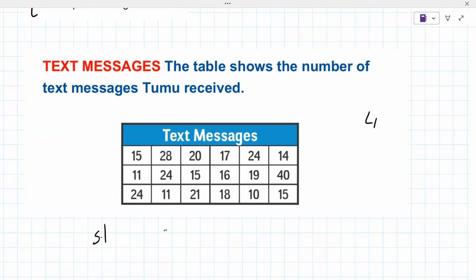To enter your data, that's stat, edit. Now to do your 5-number summary, you go to stat, calc, 1-Var Stats. And then I just click calculate, correct?